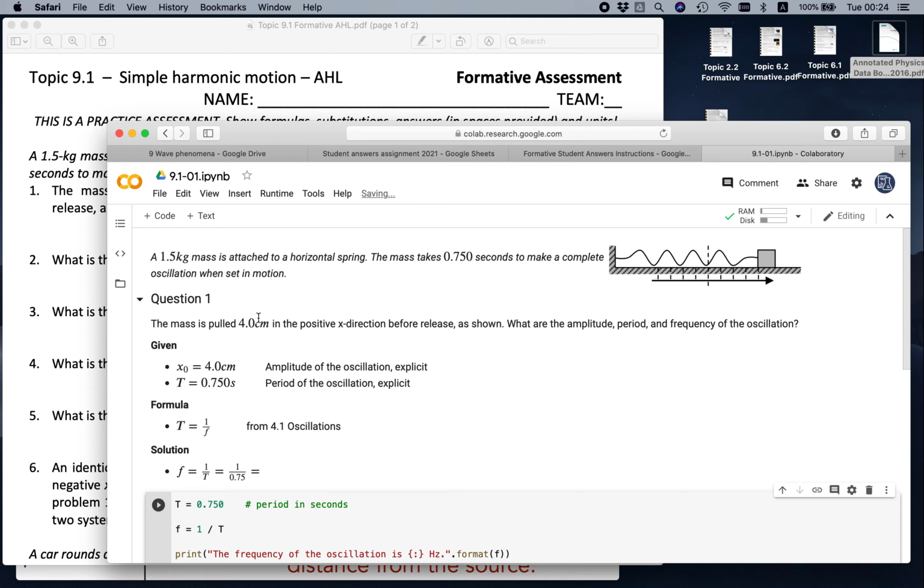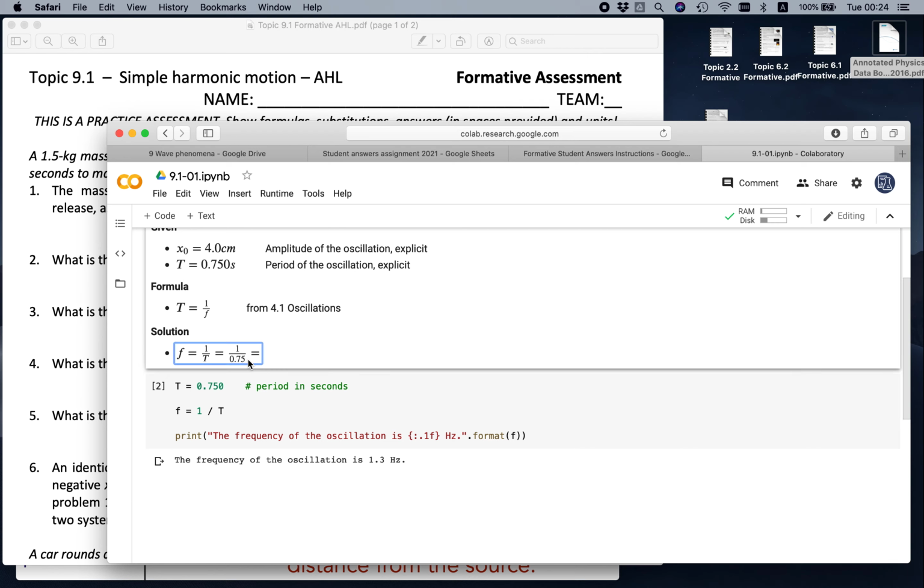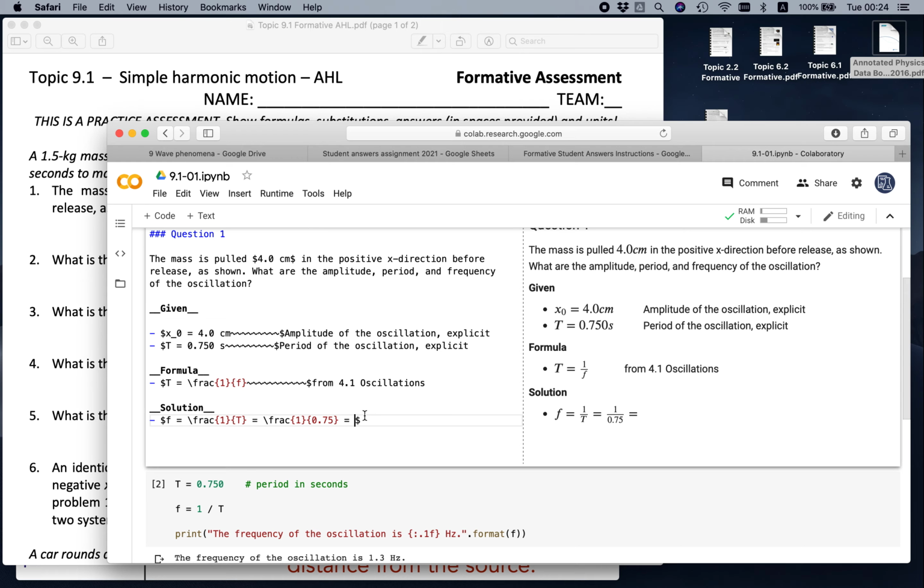Significant figures: the force in meter has 2, the time has 3, mass has 2. So we go for 2 significant figures, which would be 1 after the decimal point. So 1 after the decimal point, try again, and then it's 1.3 hertz. So we can say 1.3 hertz.